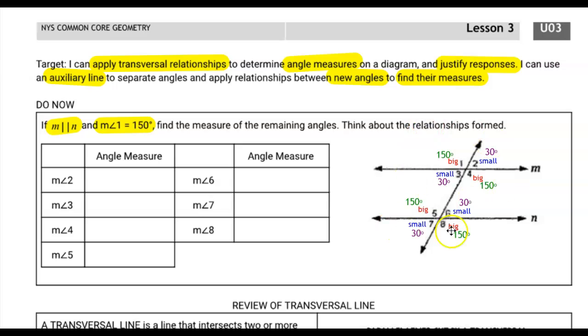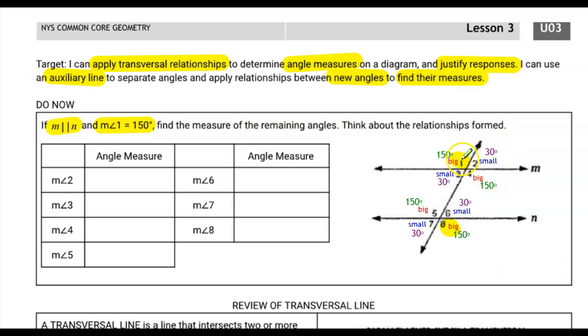All right, so we have a lot of information about this diagram, and all we have to do is identify the relationships that are formed. Well, there are a couple of different relationships that I want to point out. Even though we found all these angle measures, let's just try to identify some of those relationships. For example, I'm looking at this big angle here and this big angle here. I know that those two big angles are outside of the two parallel lines. So those two angles are exterior angles. They're outside the two parallel lines.